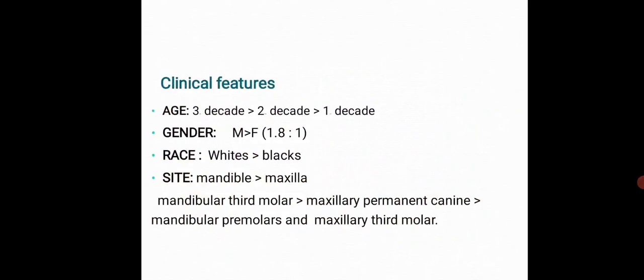Now coming to the clinical features. It is seen in the third decade of life. The most common site here is the mandible. The mandible, especially the mandibular third molar area, is the most commonly involved site, followed by the maxillary permanent canine, mandibular premolar, and the maxillary third molar. So basically dentigerous cyst is seen in the second and the third decade of life with a male predilection.